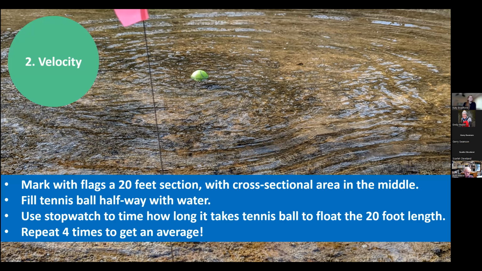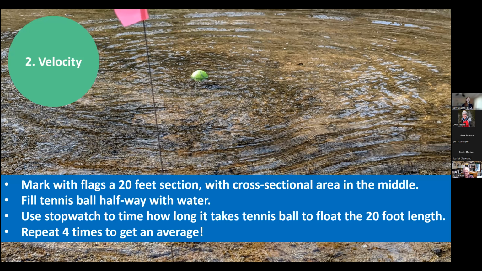Okay, great. So the second part, we have our area part of the equation done. Now we need to do velocity. You may have already done this at this point, but just to separate them out clearly, we're going to mark with our measuring tape our 20-foot length section. You're going to do this 10 feet on either side of where you just did your cross-sectional area. So 10 feet upstream and 10 feet downstream. That's your 20-foot length.